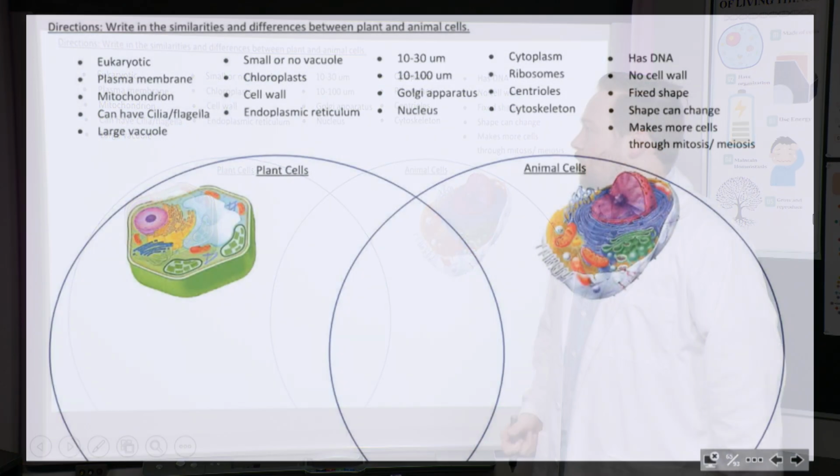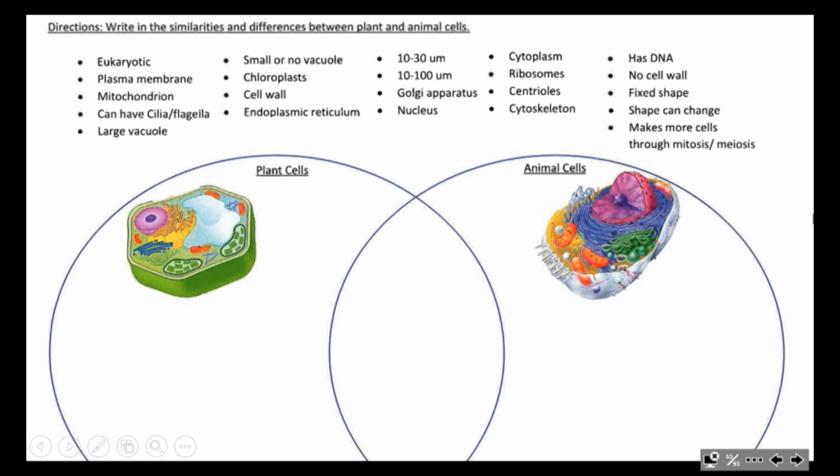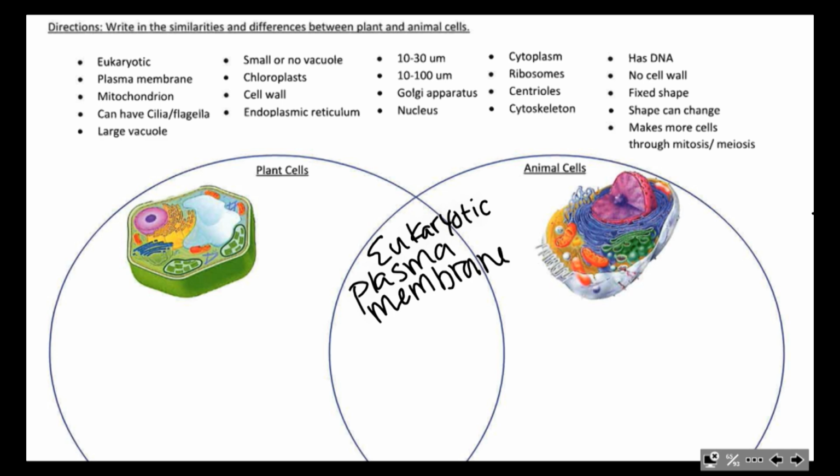Okay, so let's go ahead and get started. The first one here in the top left corner says eukaryotic. Which of these cells are eukaryotic? They are both eukaryotic. So we'll go ahead and put that one in the middle. See, I just can't write small enough to get everything in here, but it's probably easier on your paper. All right, the next one is the plasma membrane. The plasma membrane is kind of like another word for the cell membrane, and both of these cells have a cell membrane. The plasma membrane controls what comes into and what goes out of the cell.